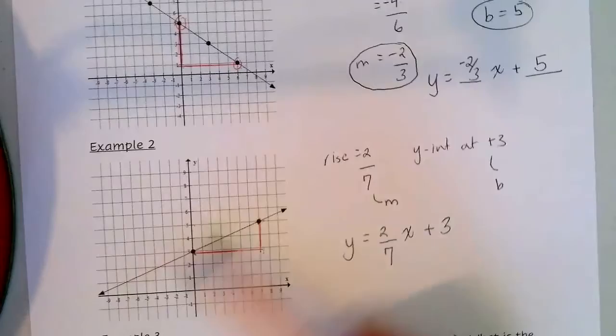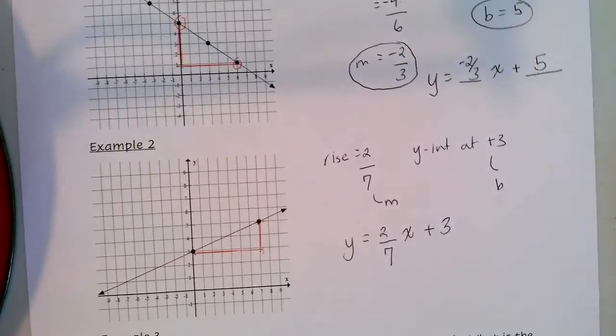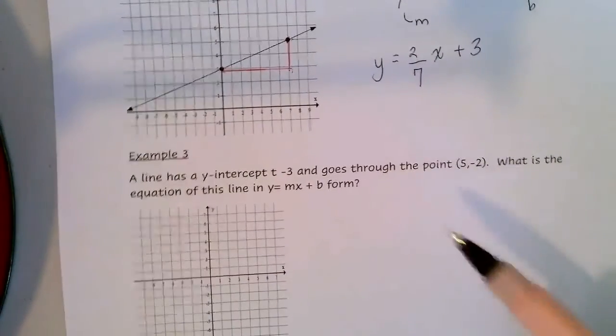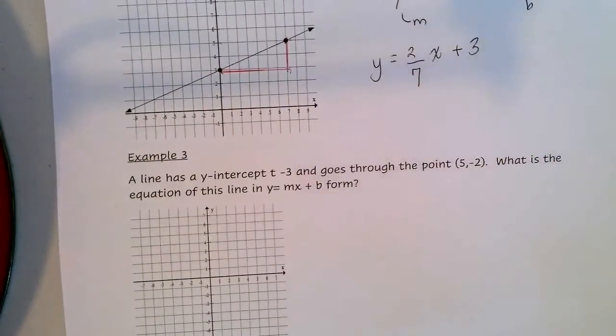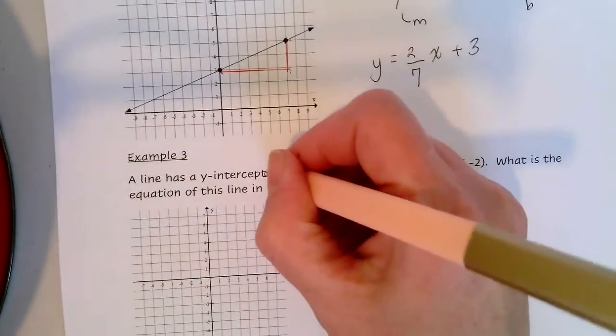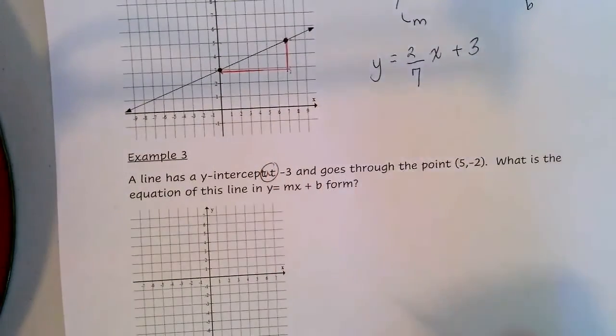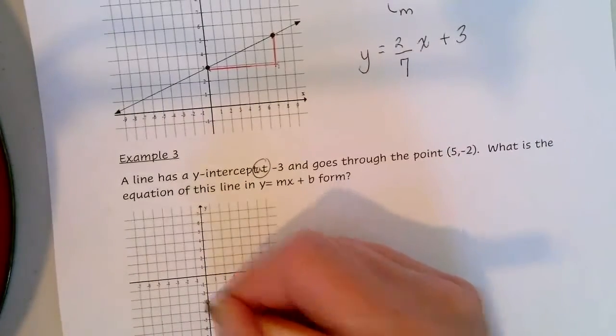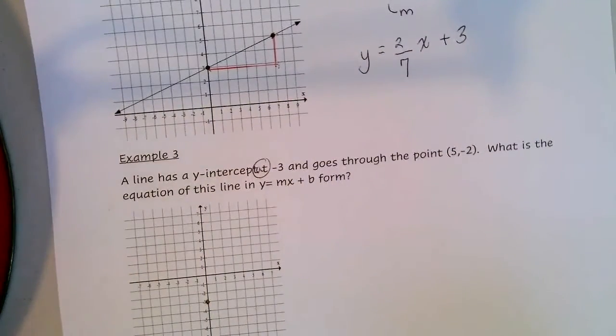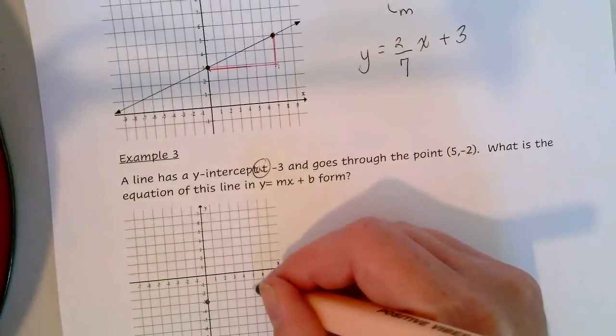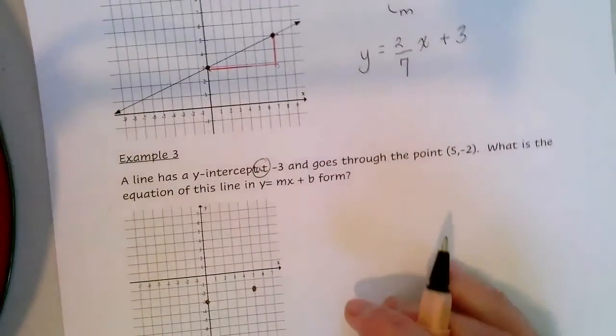Now, in these two examples, a line was provided. Well, what happens if we don't give you the information in a graphical format? So this is our third example. A line has a y-intercept of negative 3, and it goes through the point 5, negative 2. What is the equation of this line in y equals mx plus b form? This should say at, it's got a little typo there. So the y-intercept is at -3, that's one, and it also goes through the point 5, -2. Those are two key points.